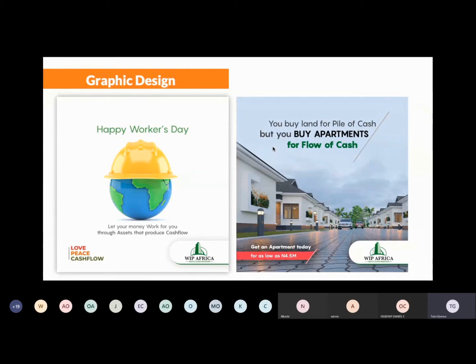So what I did in this second design was that I tried to convince people that yes, buying land is good.